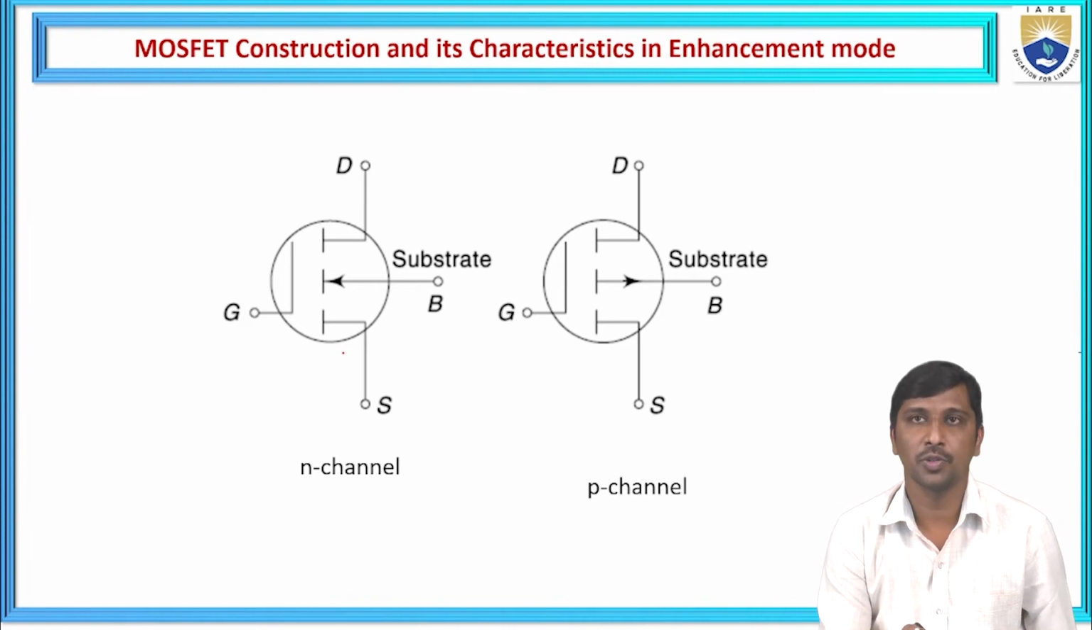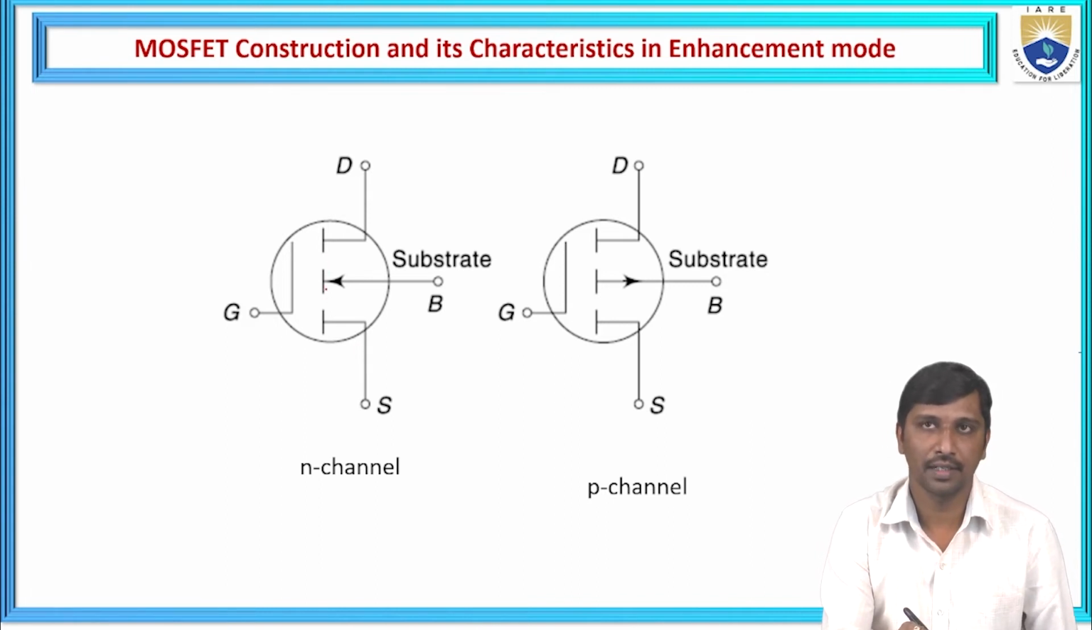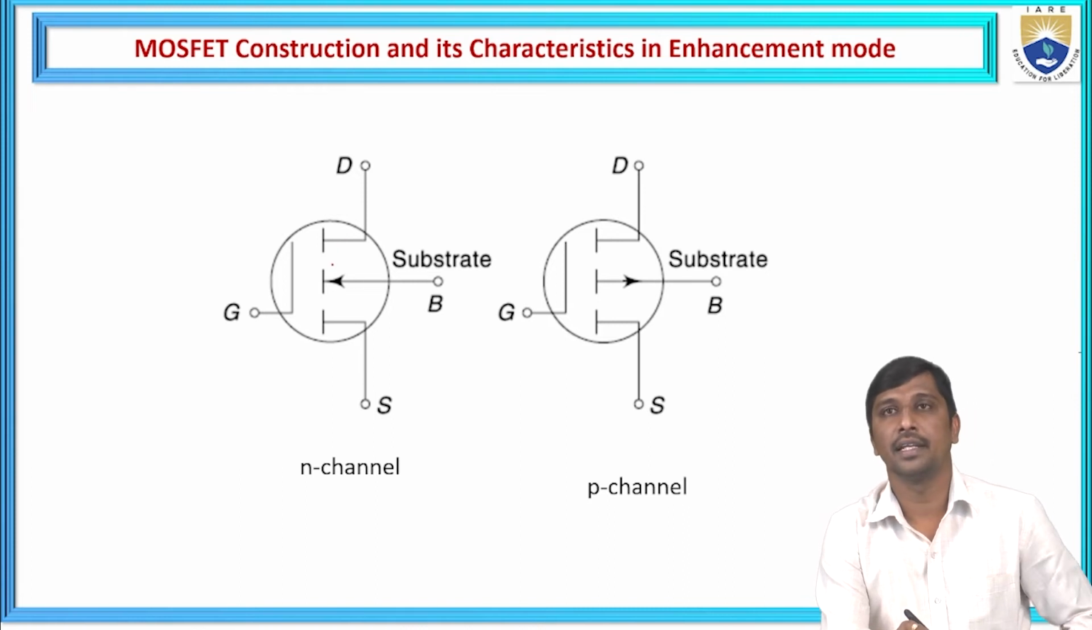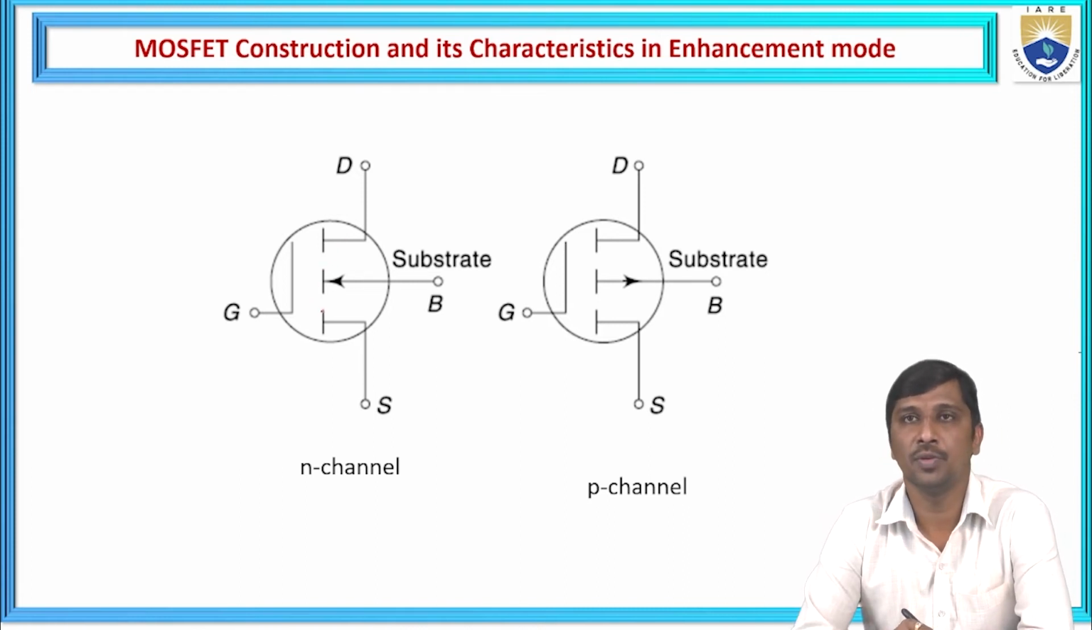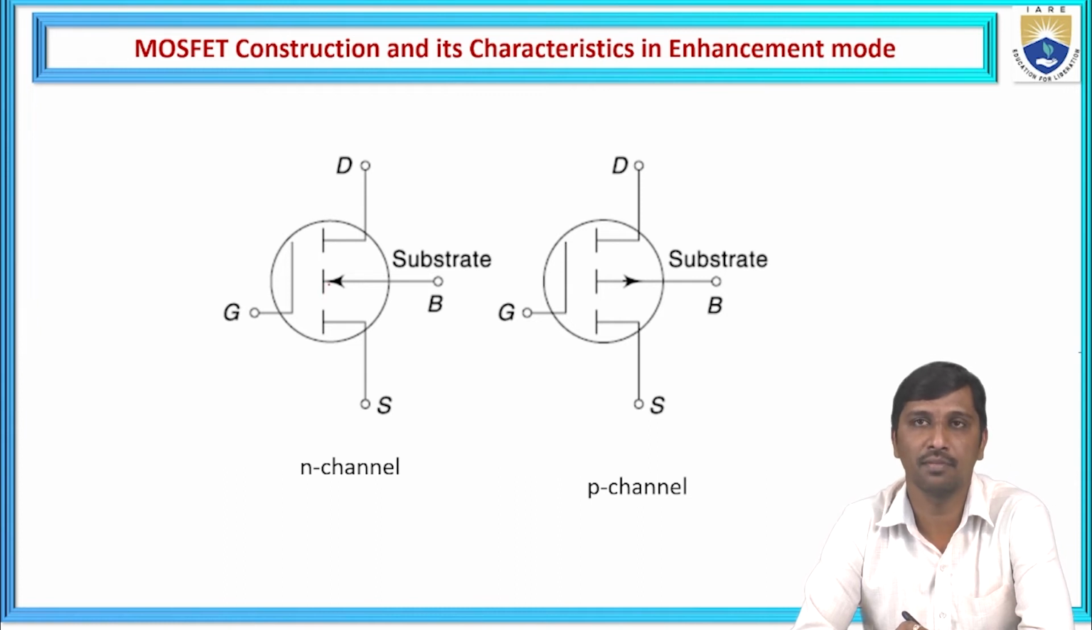The symbolic representation also shows that each and every terminal is not connected individually, meaning there is no interconnection from one terminal to another. Why? Because in the construction itself, there is no channel between the source and the drain. Hence, the source and the drain are not interconnected. They are individual, but we need to induce the channel to allow conduction across the enhancement MOSFET.